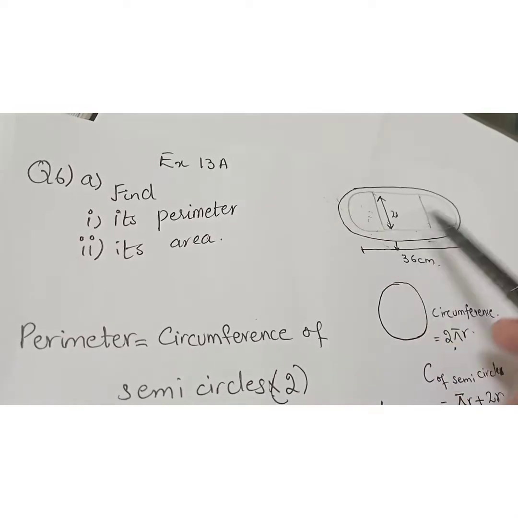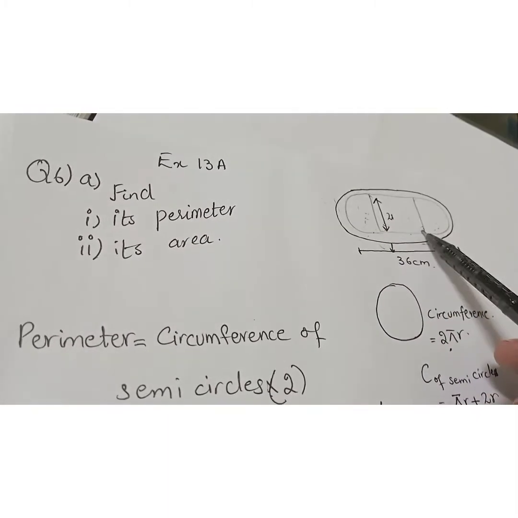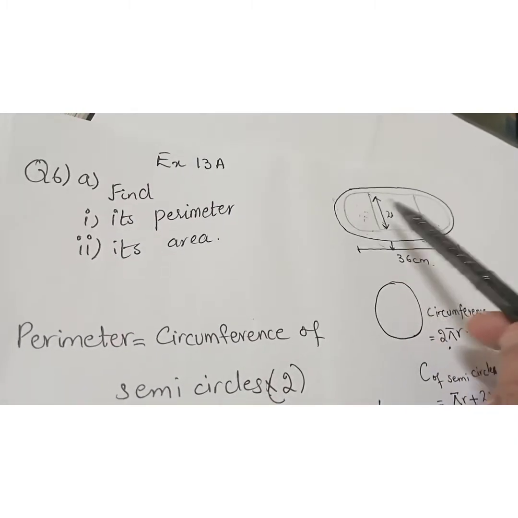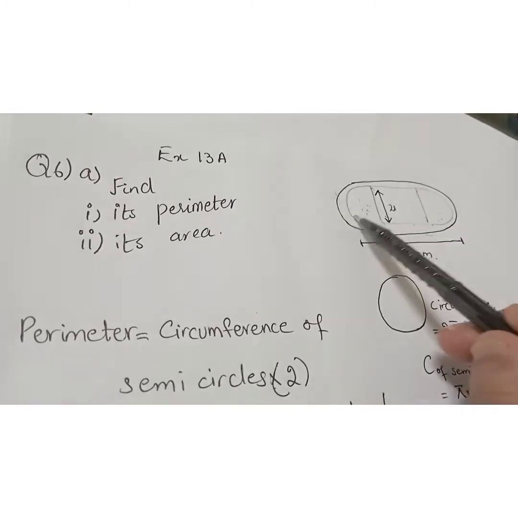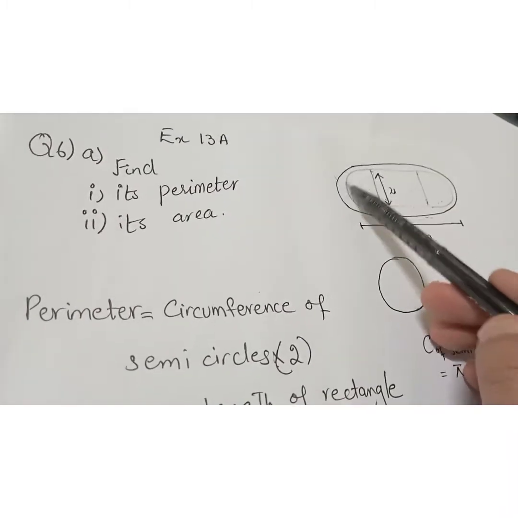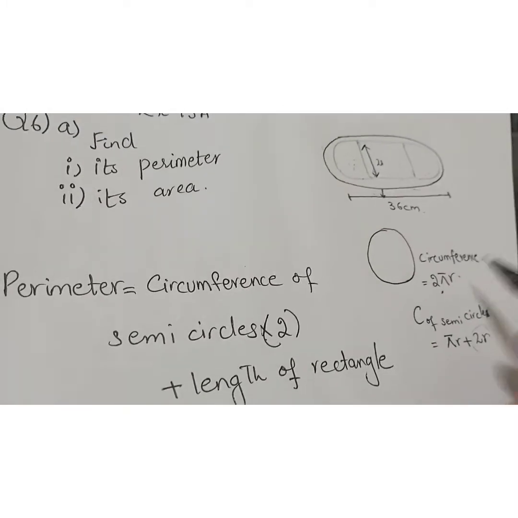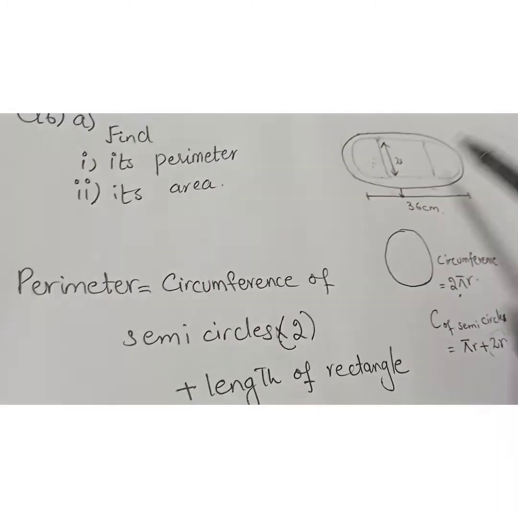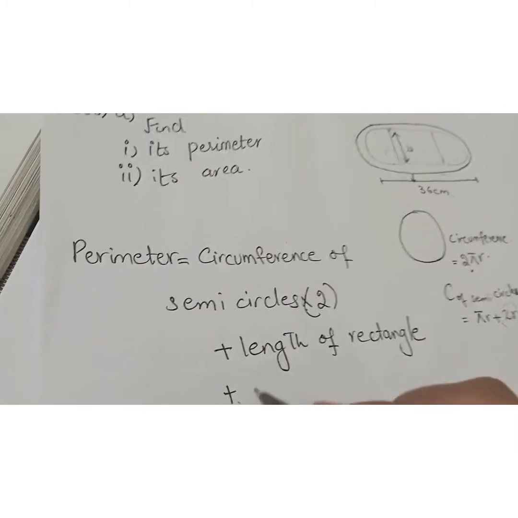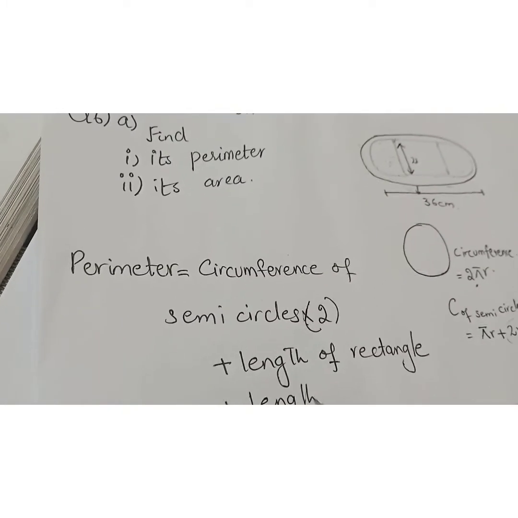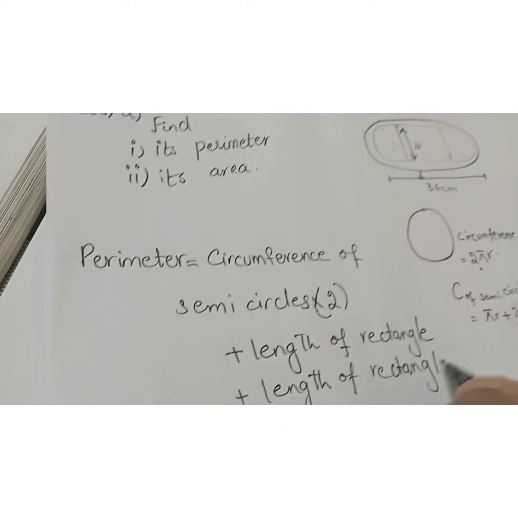We will only take the outer boundary of the semicircles, but we will not take this boundary in this shape or this shape, because this is actually inside. So we will take only the outer boundary. That is why we will take the circumference of the two semicircles without using this 2r, which is the diameter inside. Now the length of the rectangle, you may multiply it by 2, or you may add it 2 times. It's totally up to you.